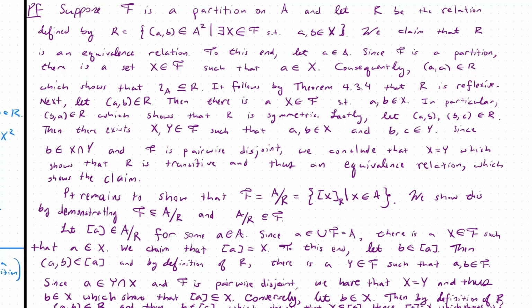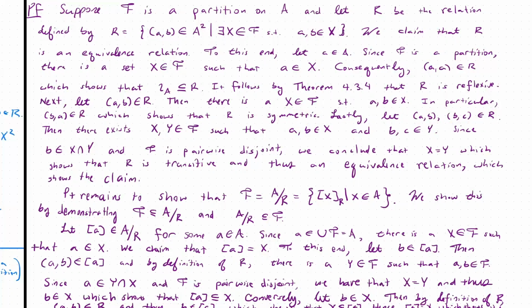So then we show that it is symmetric. To show that it is symmetric, we choose an (a, b) in the relation. By definition of the relation, that guarantees us that there is some set X in the family of sets such that a and b are both in X. And now the definition tells us once more (b, a) is in R, and it is symmetric as a consequence.